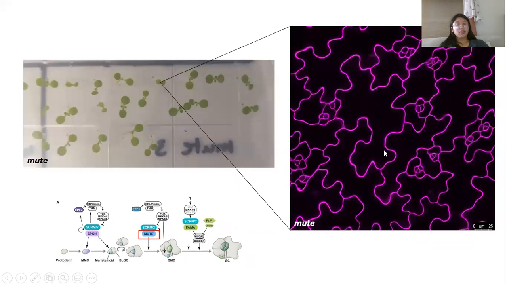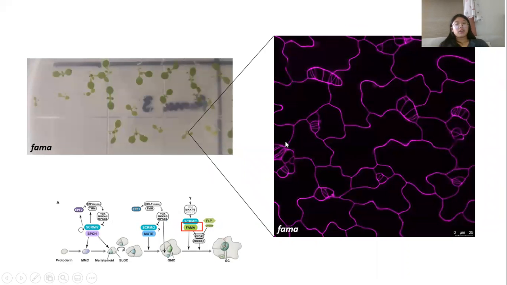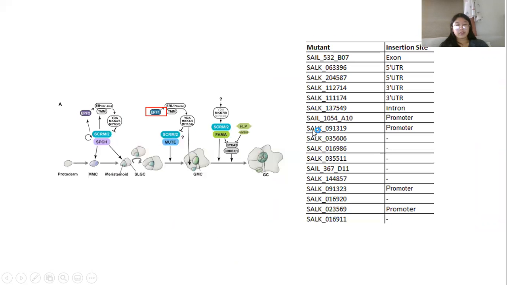Next transcription factor is MUTE, and these small cells are arrested meristemoids, which are stomata precursor cells. And since MUTE regulates the transition between a meristemoid and a guard mother cell, mutations in MUTE would lead to these small cells being unable to differentiate into guard mother cells. And then there's FAMA, which is the last transcription factor, and it regulates the transition between the guard mother cell to the guard cell. And we can see that there are divisions happening, but none of these divisions will lead to a formation of the proper guard cell.